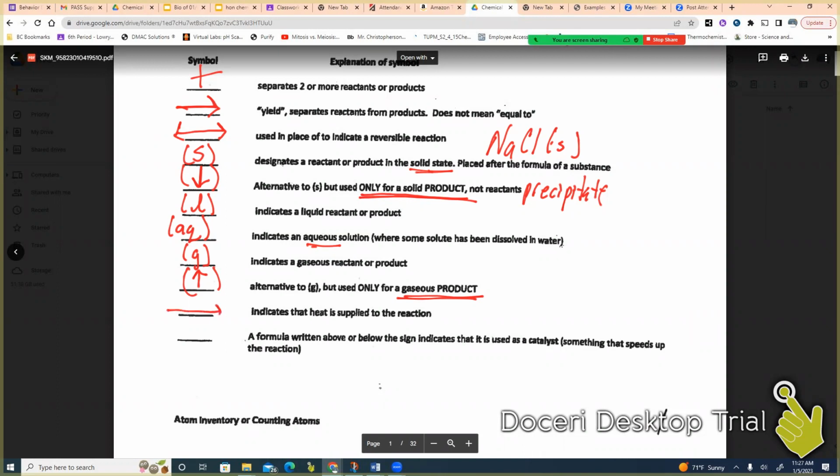If I have my yield arrow with a triangle above it, that means heat had to be supplied for that reaction to occur. Then the last one, if I have an arrow with some kind of compound, I'm just going to put MnO2 as an example, over the top of it, that means that compound over the arrow is a catalyst. And if you remember from biology, catalysts are not used up. So that's why it's written over the arrow, because it will not undergo a chemical change. It'll just speed up the reaction and still be left over.